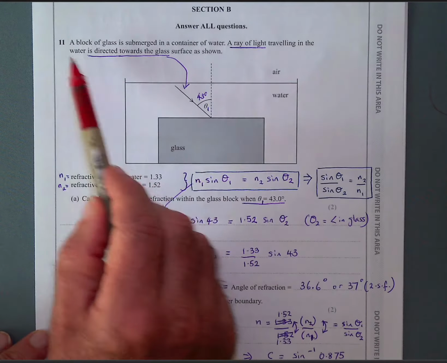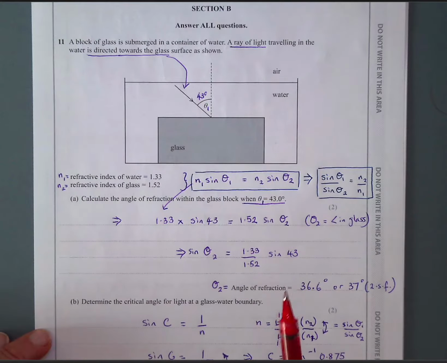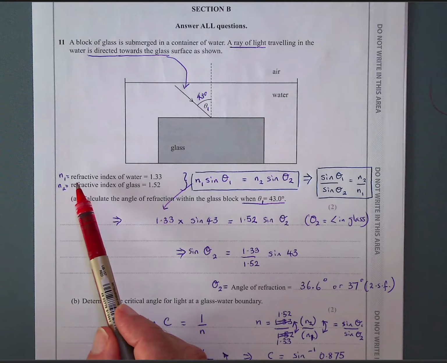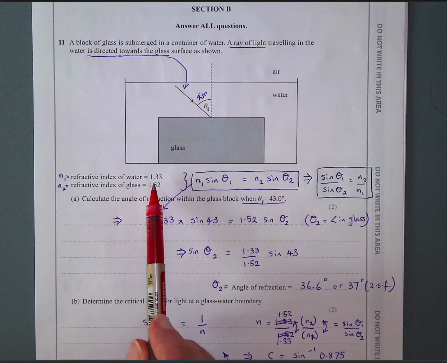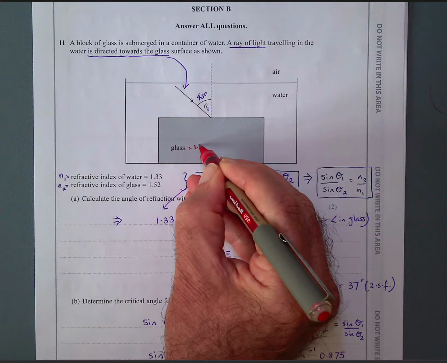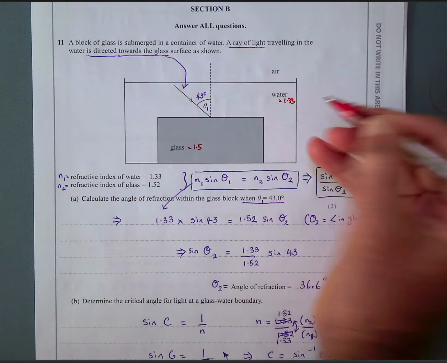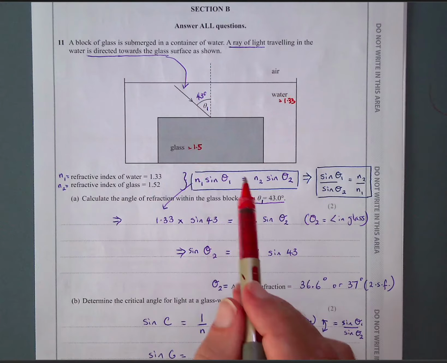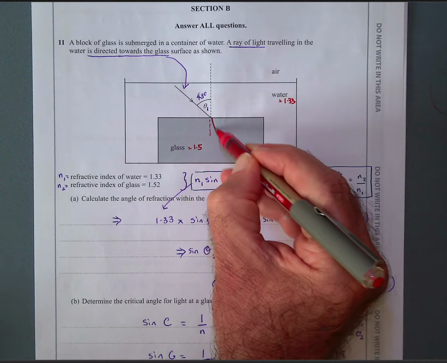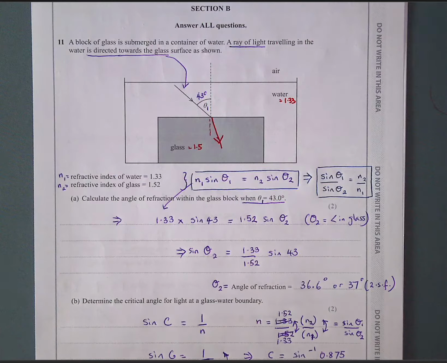A ray of light traveling in the water is directed towards the glass at this angle as shown. So this angle later on they tell us is 43 degrees. They've given us the refractive indices of water and of glass. So for water it is 1.33, and here the refractive index is 1.5, and here is 1.33. Okay, so if we go to a denser material, it should bend towards the normal. So if we continued that downwards, it should bend that way. But that's not what the question is asking. Just wanted to make sure we're aware of what's happening.